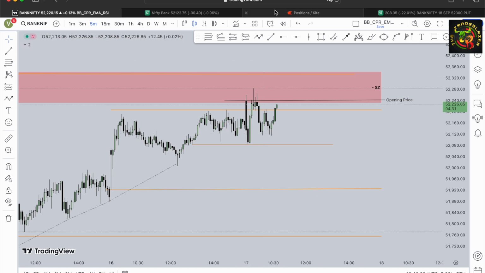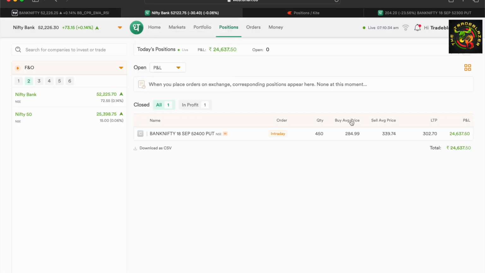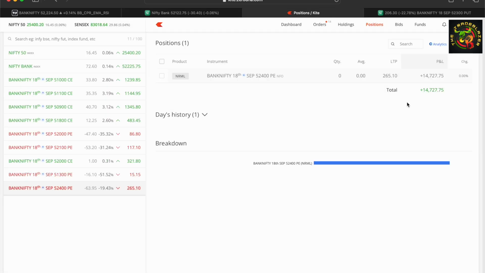And that was the logic behind today's trade, and I made a profit of close to 25,000 in Dhan, and in Zerodha it was around 15,000. So overall a profit of close to 40,000 for today. Having said that, let's dive into our live trading session and see how I managed the trades there, what the psychology was, and learn something from there. Yeah, see you there. Thank you.